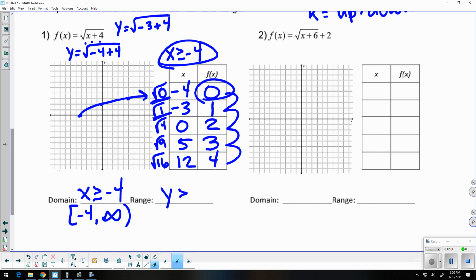So my range is greater than or equal to 0, which means it goes from 0 to infinity. And that's it. Okay, that's everything all together. But a few things I do want to talk about.